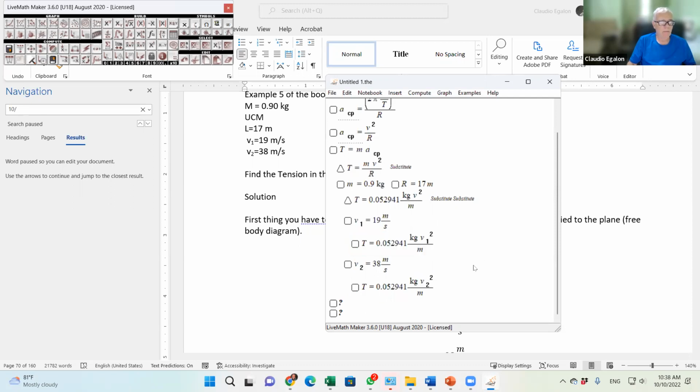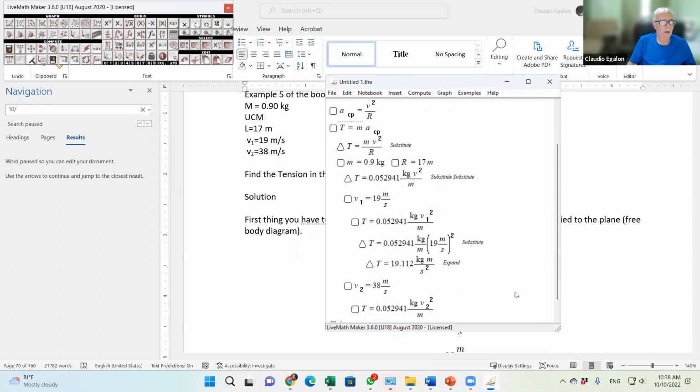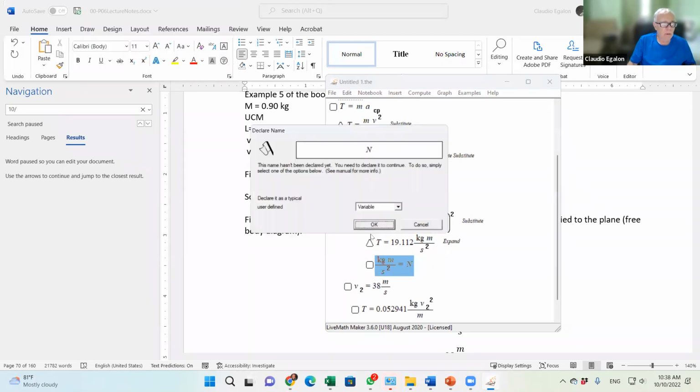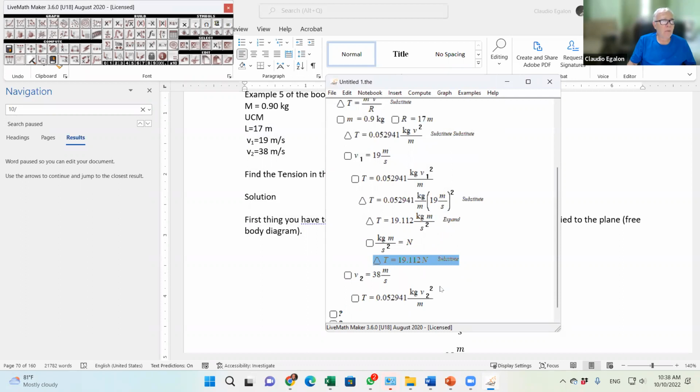Let's see how much force is required to keep the plane. Here you go. Expand, calculate. Note, we got 19.1 newtons, right? Kilogram meter per second squared is a newton, right? Here you go. 19.1 newtons for this speed here.